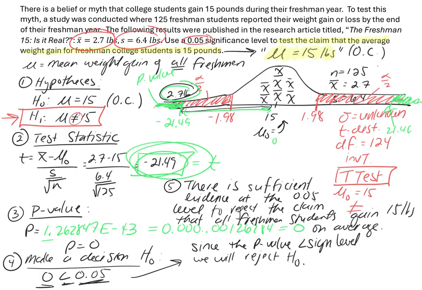Okay, so basically you're saying that claim is not true. And you can stop there. That is a perfectly good conclusion. But if you wanted to add a little bit more detail, you can say, in fact, the data suggests that the average weight gain is less than 15 pounds, most likely closer to about 3 pounds.